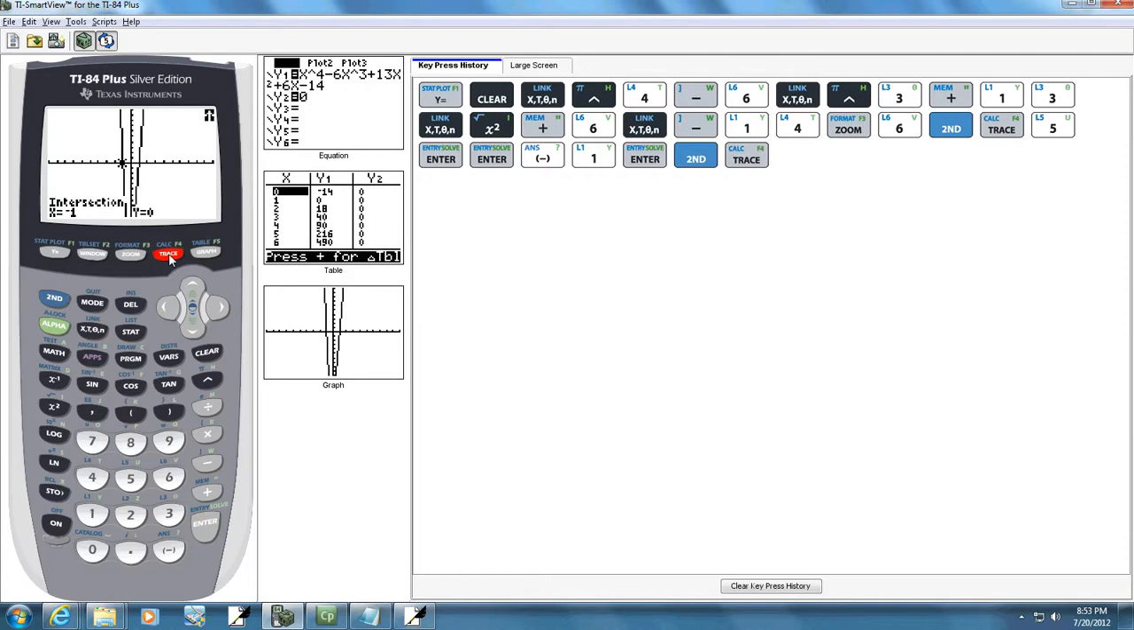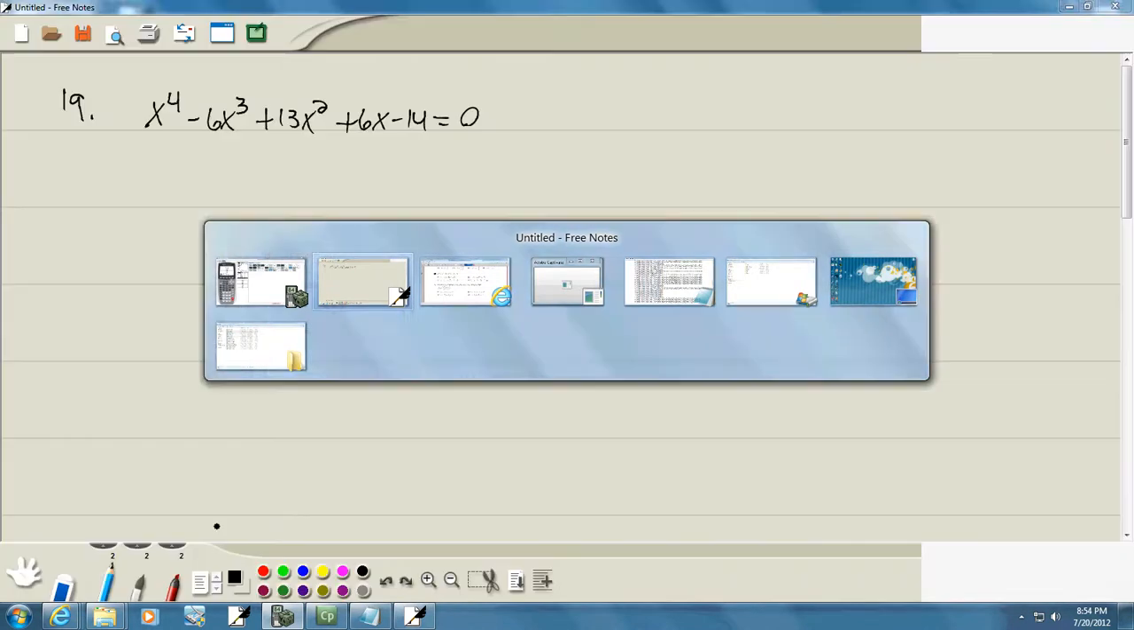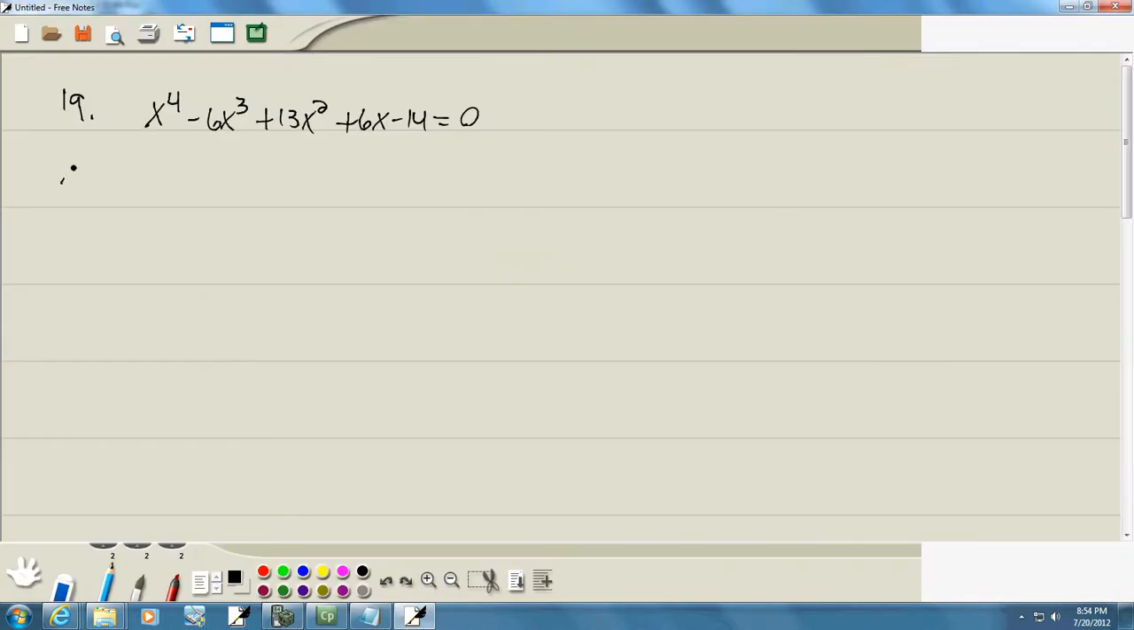And do second trace, choose intersect, enter on first curve, enter on second curve. Let me put 2 in for the guess just to show you don't have to actually enter the answer to get the answer. And when I push enter on that, see it comes back and tells me 1. Now our answers are where it crosses the x-axis, so we just came up with two of our answers. We got x is equal to -1 and x is equal to +1.